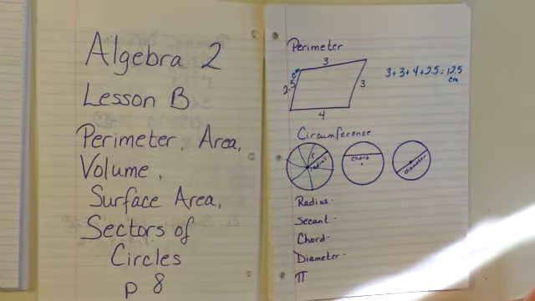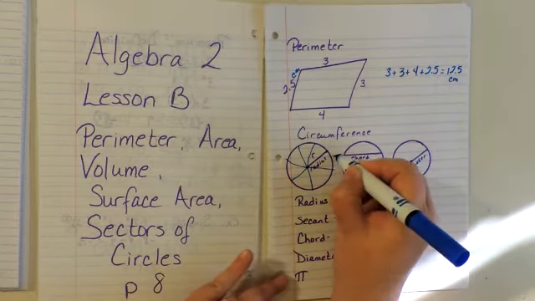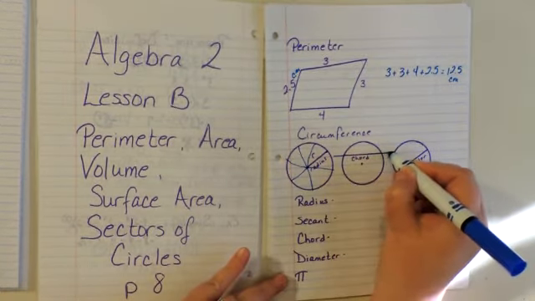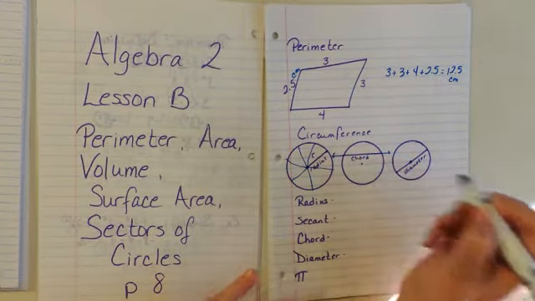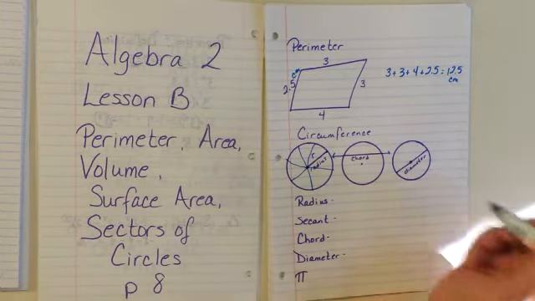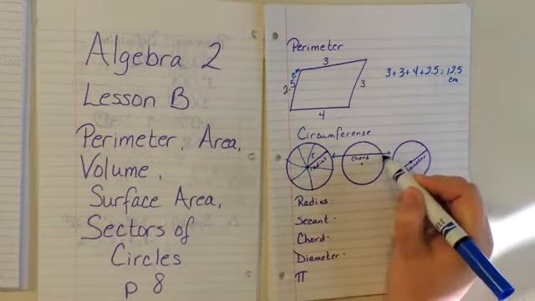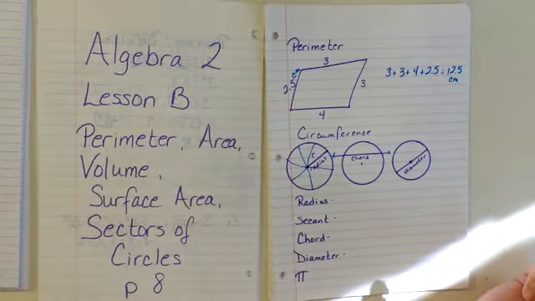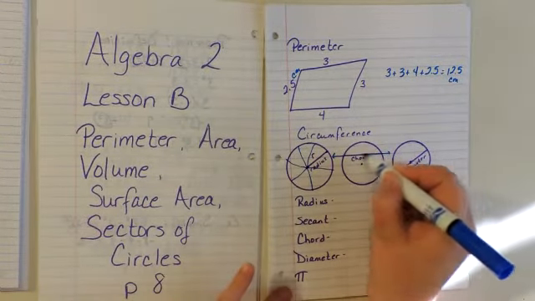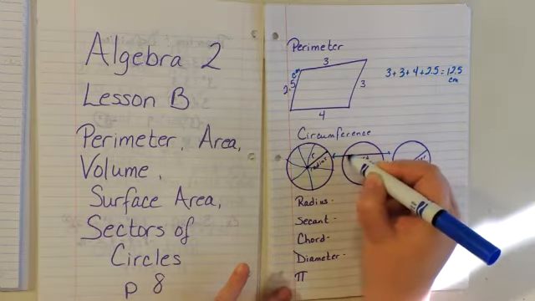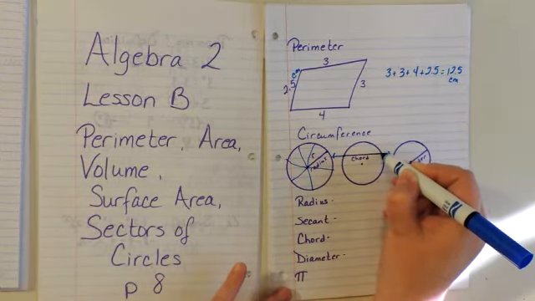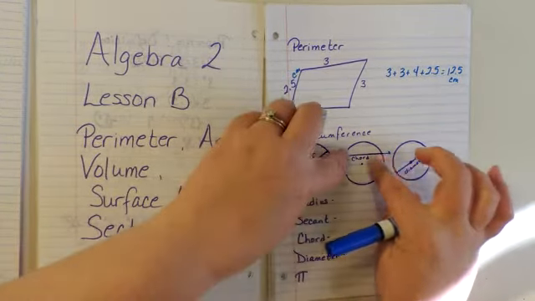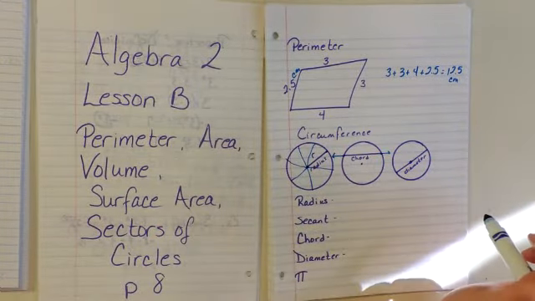A secant is a line that passes through a circle. So if this line passes through a circle, it's called a secant. A chord is the part of the secant that's left inside the circle. So a secant is the whole line passing through the circle. The chord is just the part that goes from both edges of the circle and in the inside.